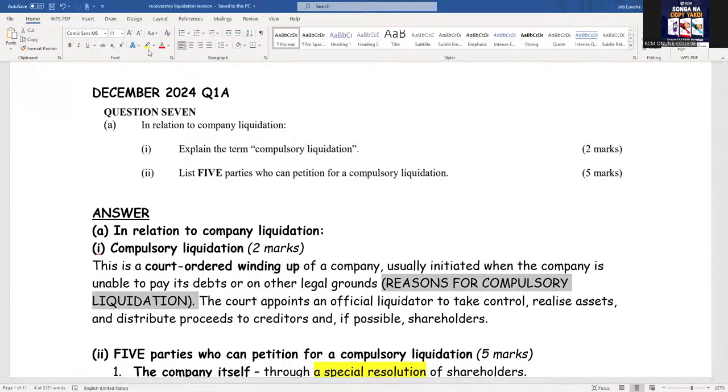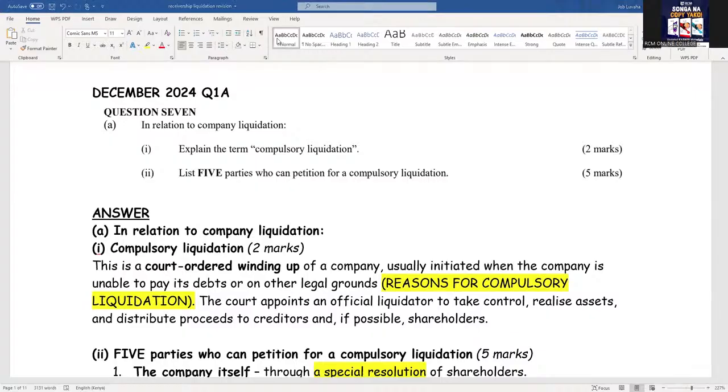So there is this one, the reasons as to why a company could be compulsorily liquidated. We have a number of reasons, the reasons that the court could look at and say it is reasonable, the company could be liquidated and therefore they issue a liquidation order. What are the reasons the petitioners must be able to bring before the court?